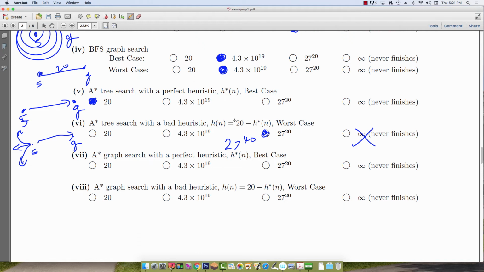So A-star graph search with the perfect heuristic, again, it's going to be 20. So not too much to say about that. Perfect heuristic, in the best case, it just helps you find the path perfectly.